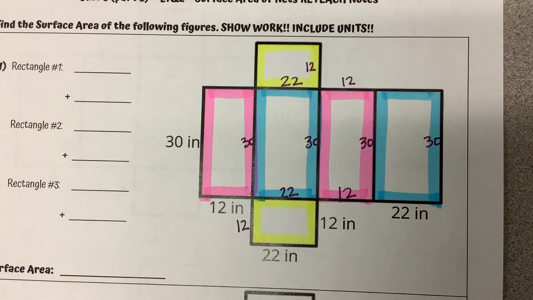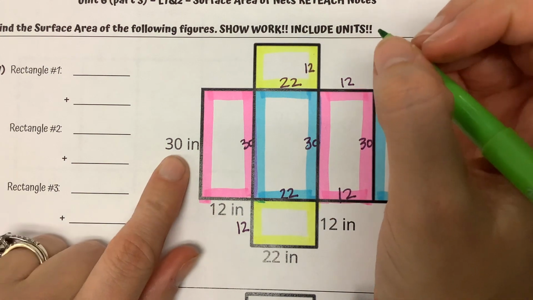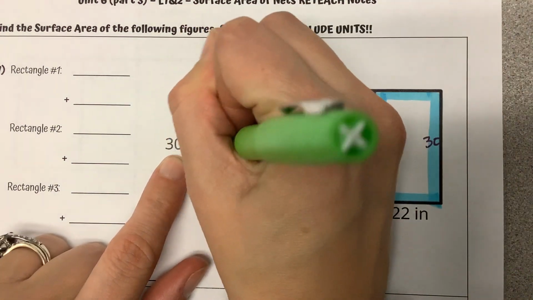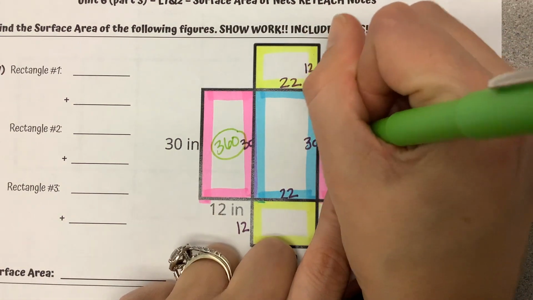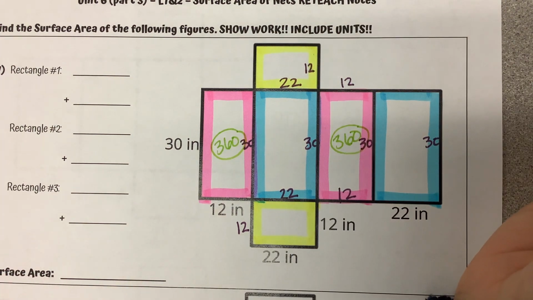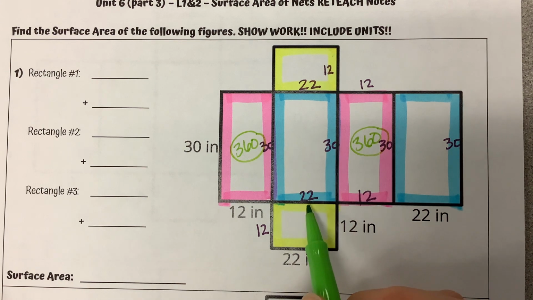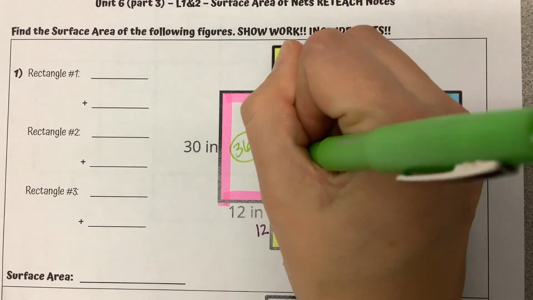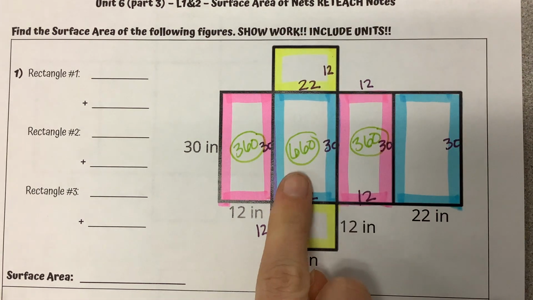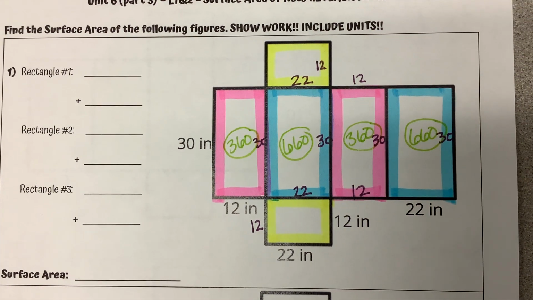Now that we have all these measurements in here, we can actually calculate the area. So I am multiplying for the pink. Base of 12 times our height of 30 is 360. If this rectangle is 360, that's pink. This other pink one is 360. So now we look at the blue. We got a base of 22, a height of 30. I multiply those two together, I get 660. If this blue rectangle is 660, this blue rectangle is 660.